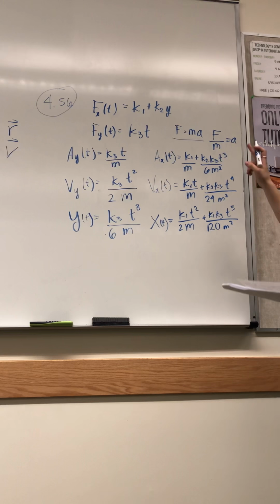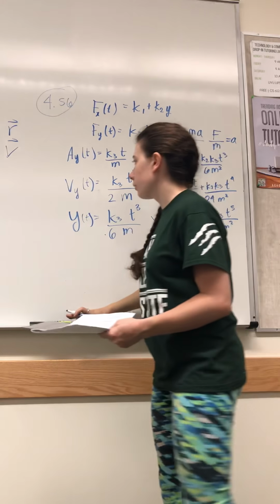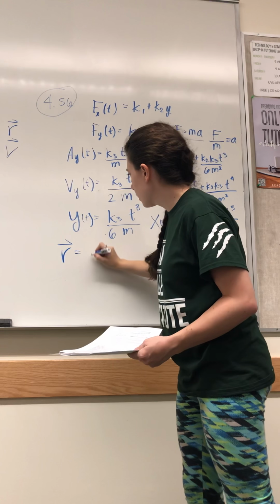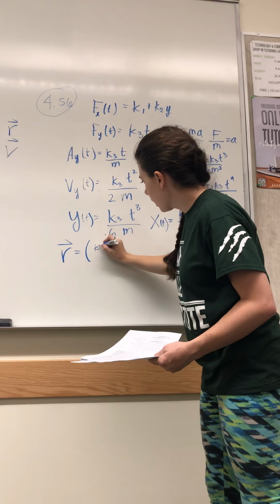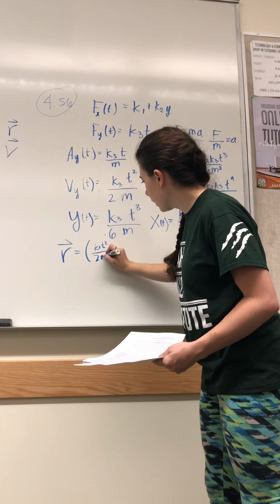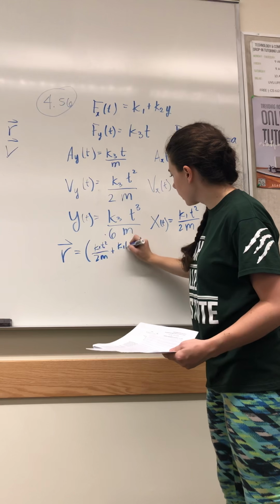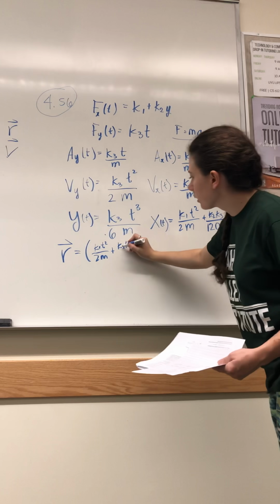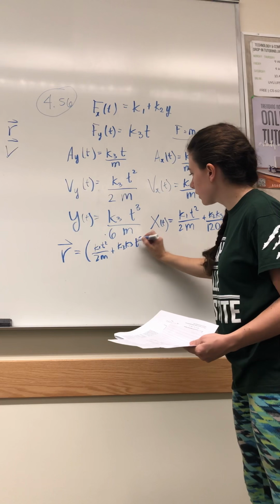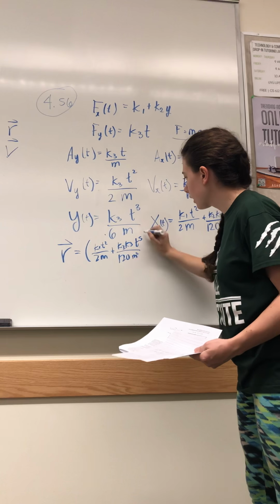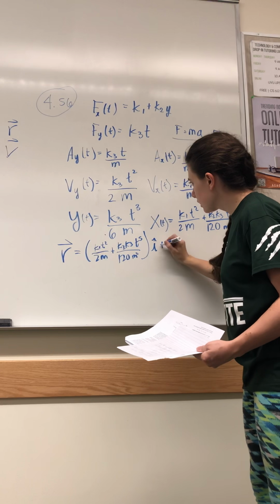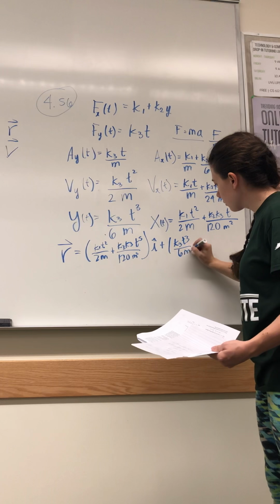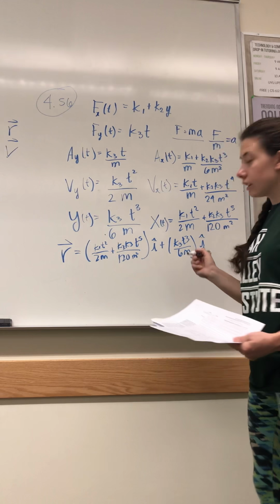So now we have the x and y components of each, and we know our variables. So for our position vector, we're going to have x: k1 t squared over 2m plus k2 k3 t to the 5th over 120 m squared i hat plus y: k3 t cubed over 6m j hat. And that is the position vector.